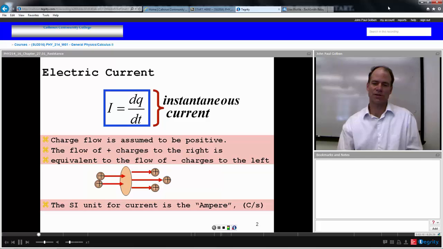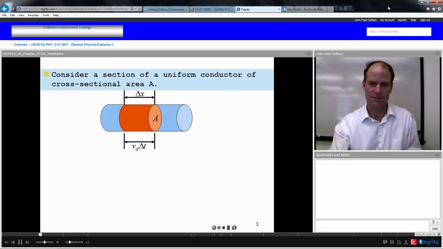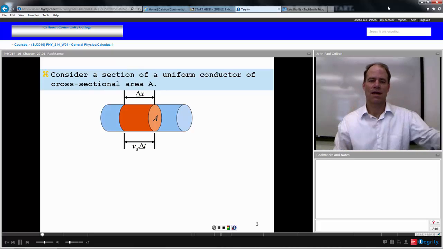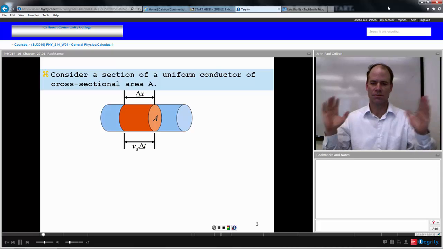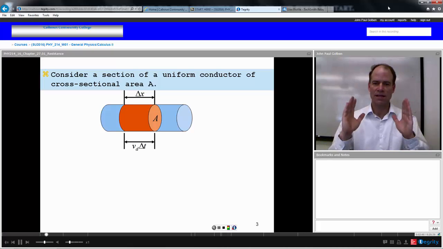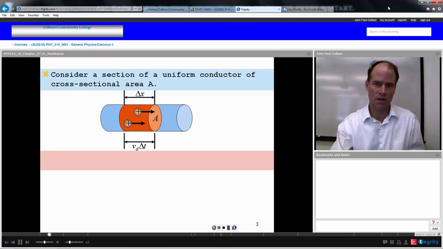The System International unit for current is the ampere, which is a coulomb per second. So consider this wire, and we're going to consider a section of this wire. The length we're going to look at is some length delta x, which is equal to the velocity of our carriers, the drift velocity v sub d, times some interval of time delta t. So we have this length, and we have this cross-sectional area. We have a volume equal to that length times the area for that cylinder. Enclosed within that volume are some charges.